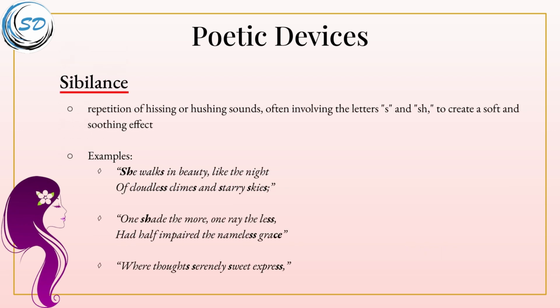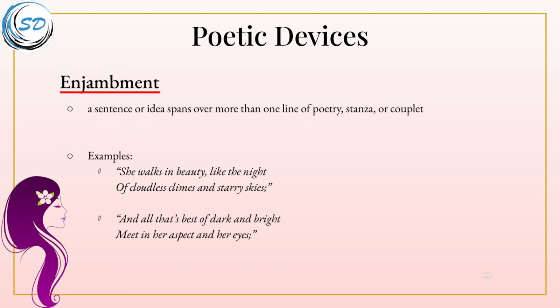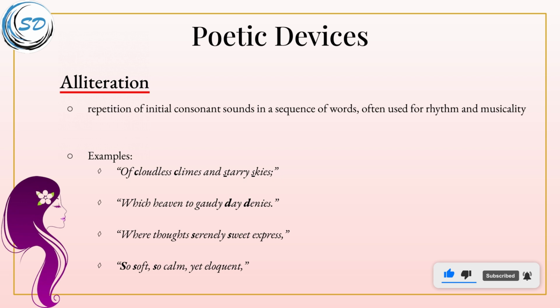Sibilance is the repetition of hissing or hushing sounds, often involving the letters S and SH, to create a soft and soothing effect. Enjambment is when a sentence or idea spans over more than one line of poetry, stanza or couplet. Alliteration is the repetition of initial consonant sounds in a sequence of words, often used for rhythm and musicality.